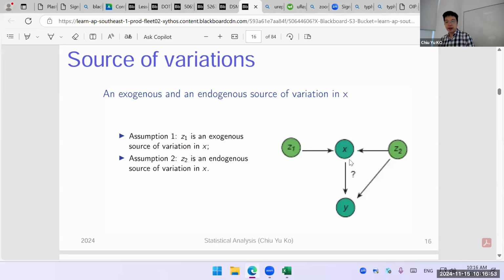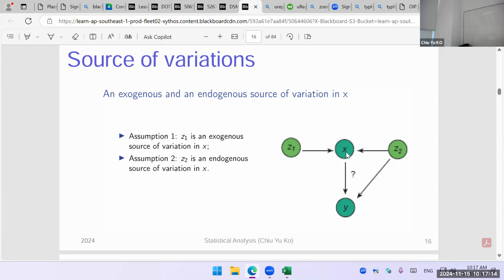To be more clear, what do we mean by exogenous and endogenous? This is a very important point. So X causes Y, and we want to study how X causes Y. The exogenous one is like Z1, the only thing that contributes to X, and goes to X and then goes to Y, right?